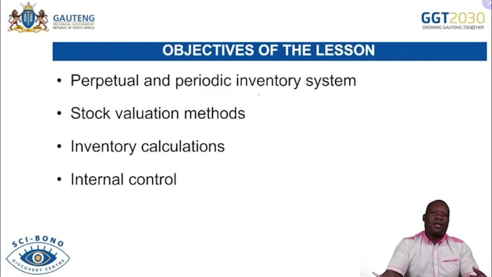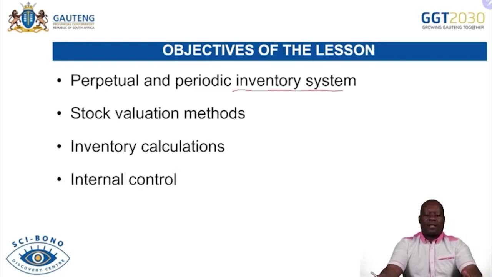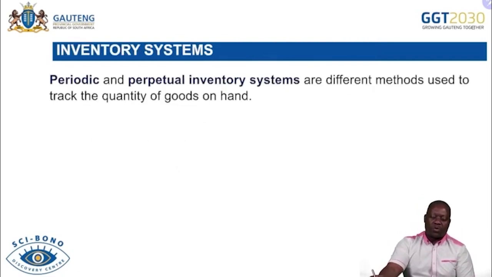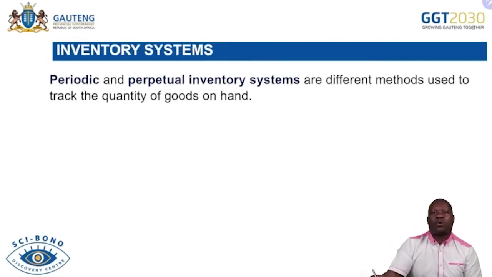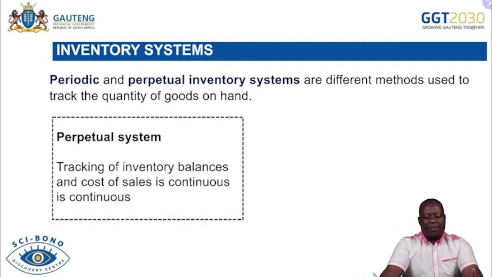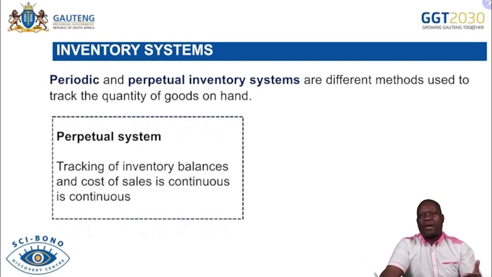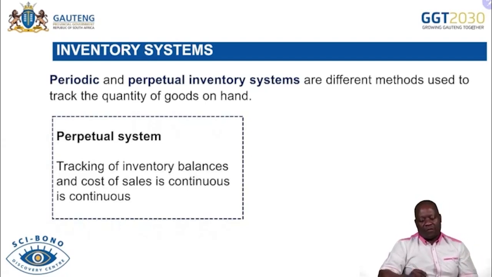As always, let's look into what distinguishes the two methods. So we are going to look into the periodic versus the perpetual inventory systems. These are different methods used to track the quantity of stock on hand. And please take note, when it comes to the perpetual, from the word perpetual, it is continuous. Perpetual, continuous. So tracking of inventory balances and cost of sales is continuous.